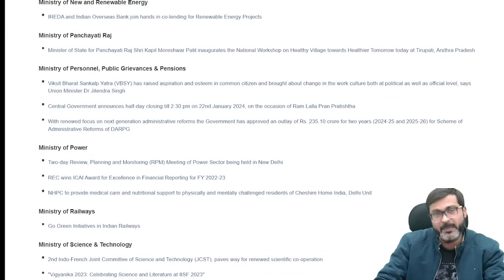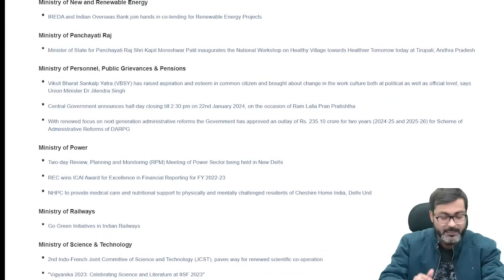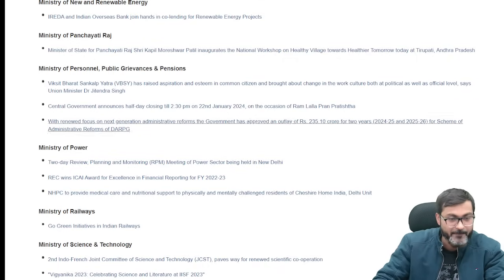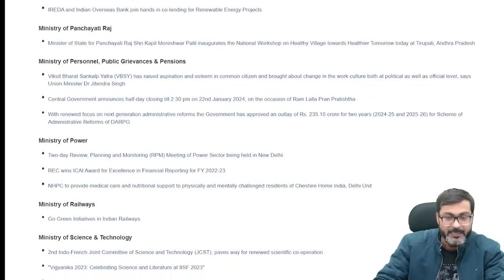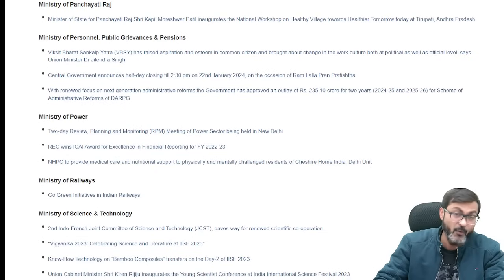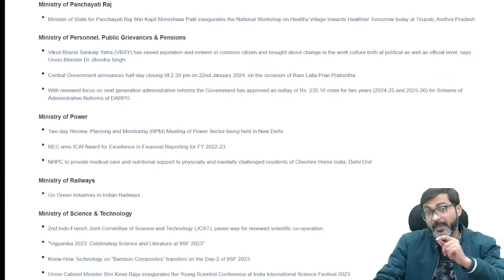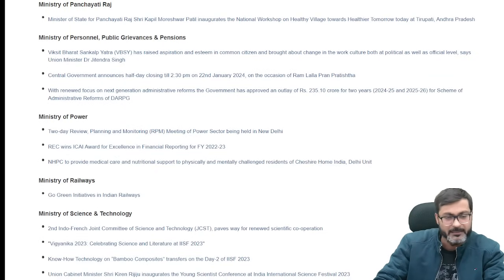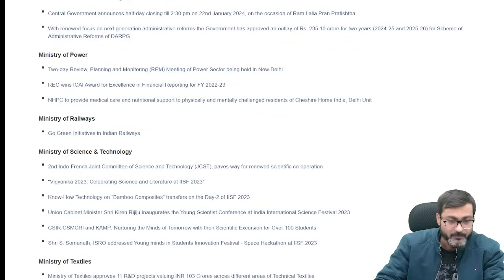Ministry of Personnel, public grievances and pensions, before going inside the news, you need to read the heading properly. ठीक है कि heading क्या है? देखो ये प्राण प्रतिष्ठान का है, कुछ नहीं हो सकता इसमें. विकसित भारत संकल्प यात्रा has raised aspiration and esteem in common citizen and brought about change in the work culture. Nothing significant. If there is any reward, any award by Ministry of Personnel, Public Grievances and Pension, that can be covered. Ministry of Power, REC means ICAI award.